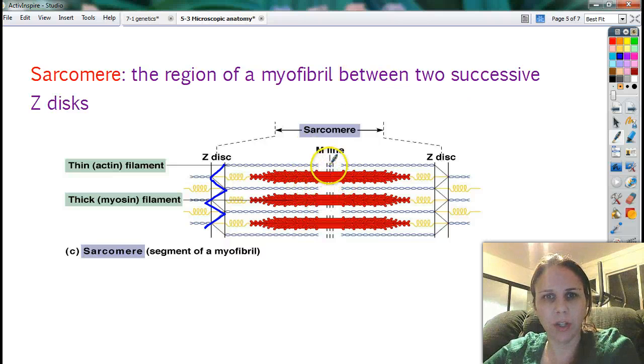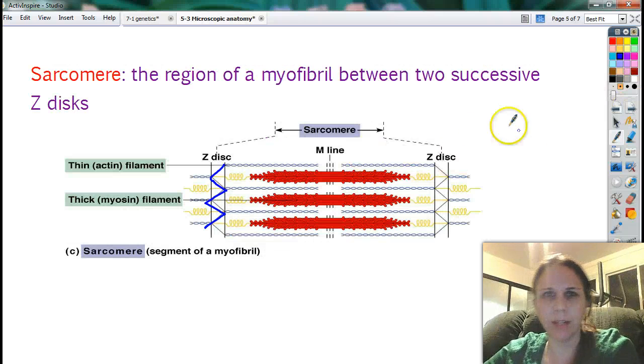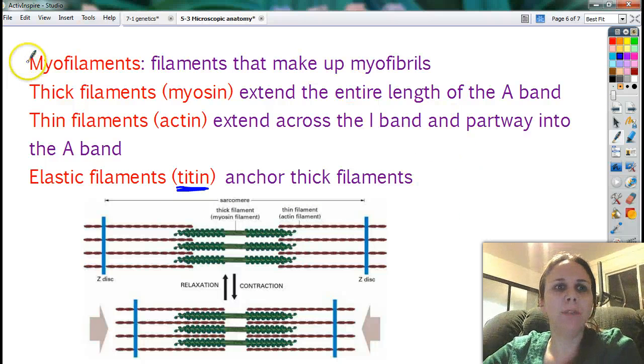Do you see the little dashes going down? So go back here. There's our little dashes. M line going down right there. Okay, so now you kind of see I'm trying to show you that they're the same. What we're not seeing are these little squishy curly things right here. They're lighter in color, and those we'll get to in a second is called titin. There it is. Titin. Okay, so myofilaments are these three things.